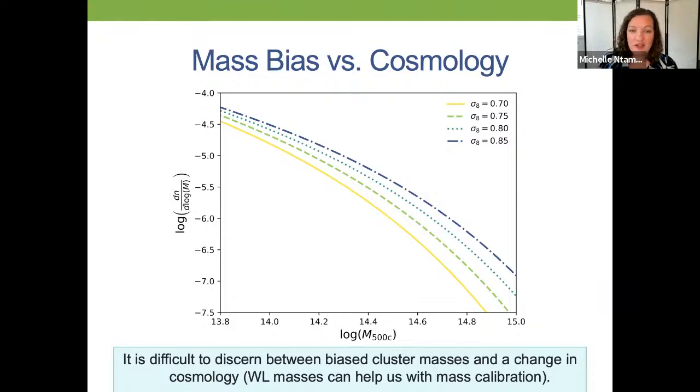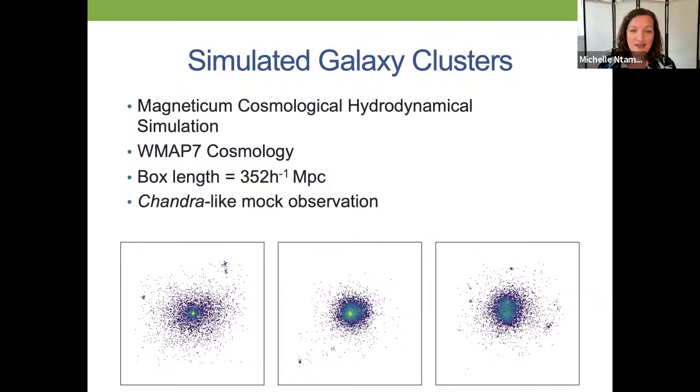For this work, I am using simulated galaxy clusters. These are from the Magneticum Cosmological Hydrodynamical Simulation, which was run at the WMAP7 cosmology. That's a low sigma 8 cosmology. It has a box size that is large enough that I get a really diverse population of clusters, but it is high enough resolution that I can see what's going on in the cluster cores and get realistic descriptions of cluster outskirts. And making a Chandra-like mock observation of these, you can see a sample of them below.